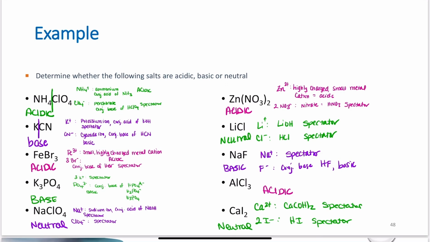You should be able to identify if they're acidic, basic, or neutral. You should also be able to write out the reactions that are going to occur when these dissolve in solution and split up into the individual ions, and then from there you should be able to write the reaction showing how they do or don't react with water.